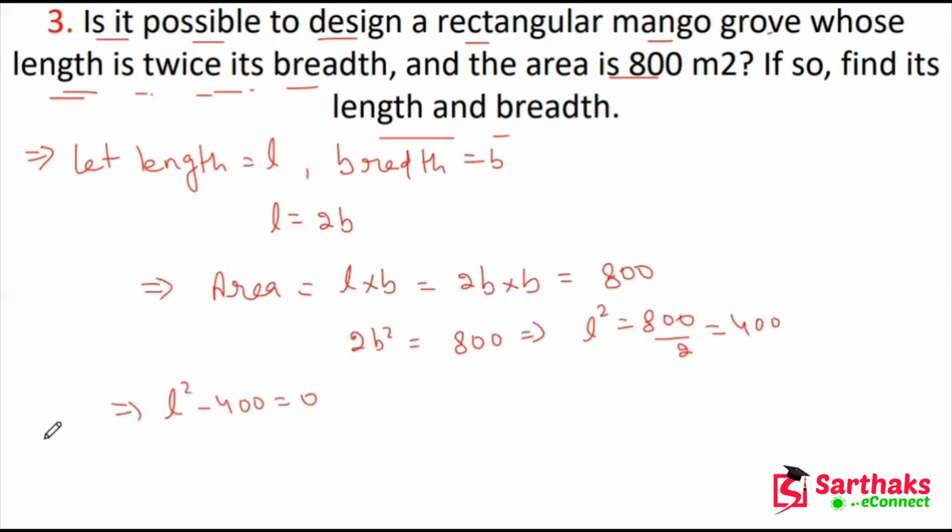Comparing the given equation with the standard form, this is our required quadratic equation. So we have A equals 1, B equals 0, and C equals minus 400. First of all, we have to find the discriminant and check whether it is greater than 0 or not. So D equals B square minus 4AC. B is 0, minus 4 into A, which is 1, into C, which is minus 400.